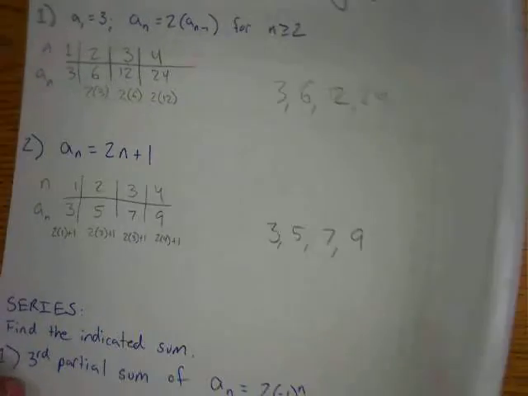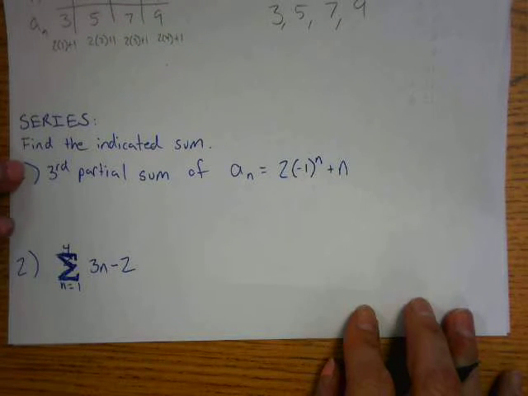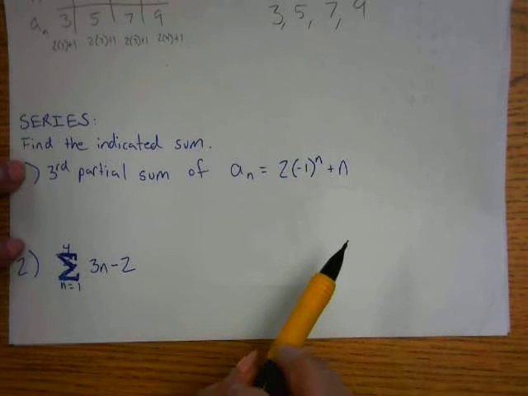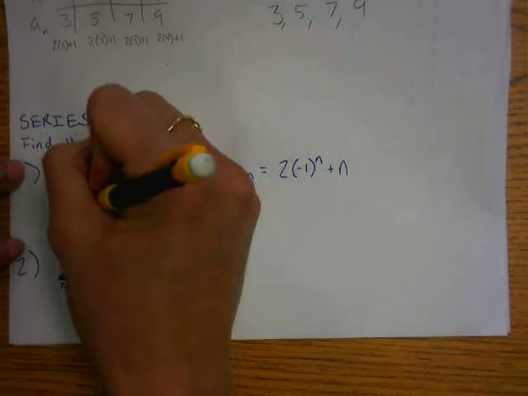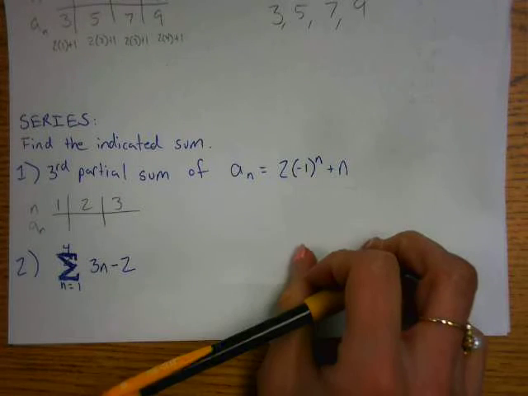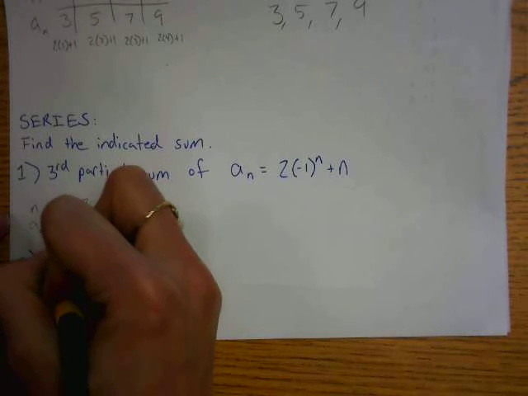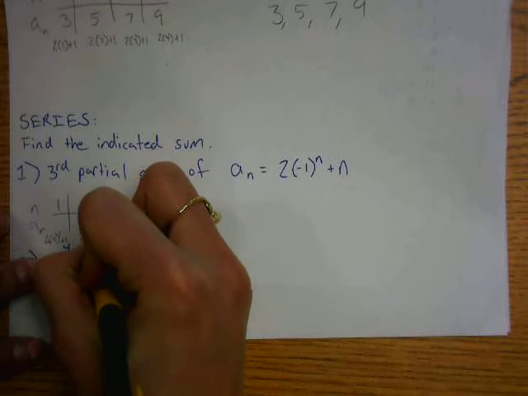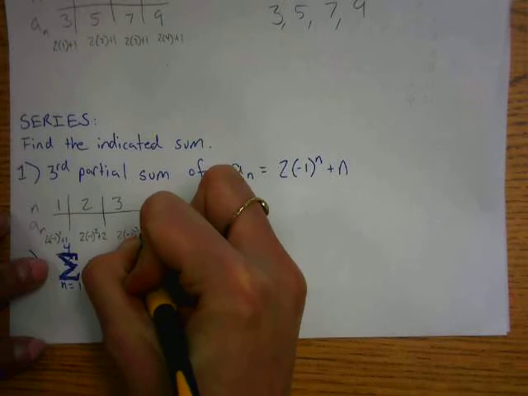Okay? Let's take a look at a couple sums or series. I want to find first the third partial sum of this sequence right here given to us explicitly. So what I'm going to do is just find the first 3 terms of my sequence, and then I'm going to go ahead and add them because the sum just means to add them up. So for the first one, I would have 2 times negative 1 to the first power plus 1. For the second one, 2 times negative 1 squared plus 2. And for the third one, 2 times negative 1 cubed plus 3.